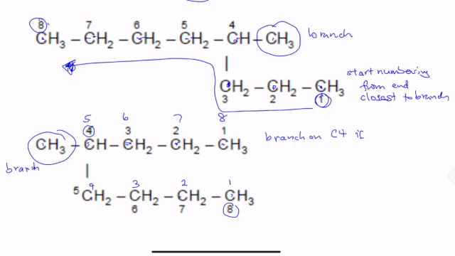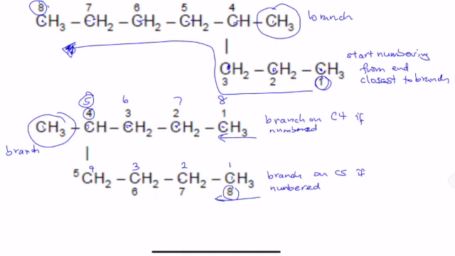If you're numbering it in this direction, or if you number it with this branch on carbon 5, if you're going in this direction. So the problem is you want that branch to have the lowest possible number. To have that lower possible number, the choice is to go with this branch off carbon number 4, which is numbering at 1, 2, 3, 4, 5, 6, 7, and 8.